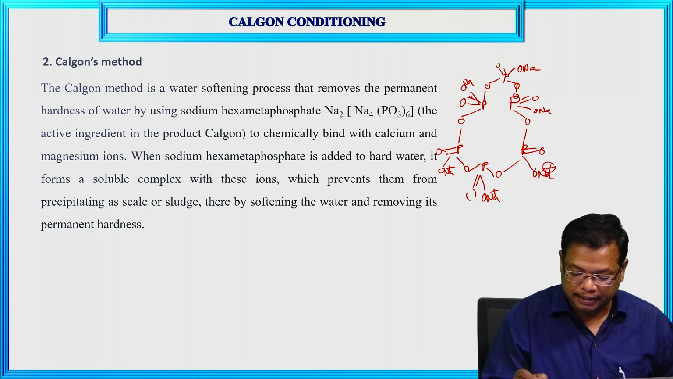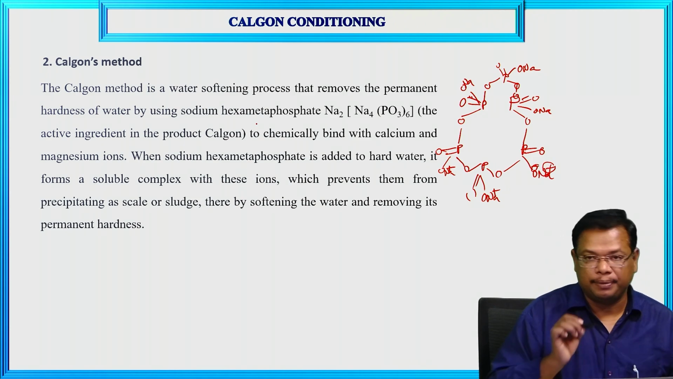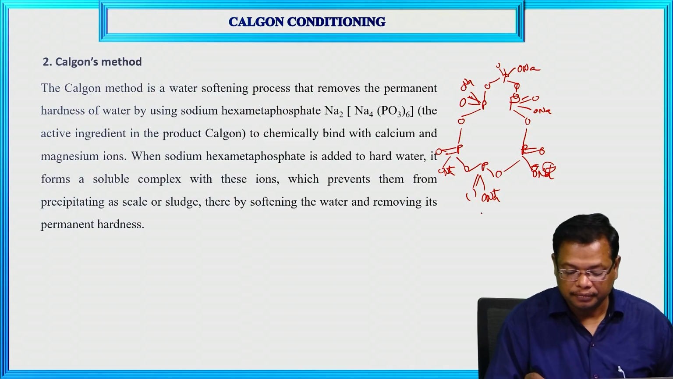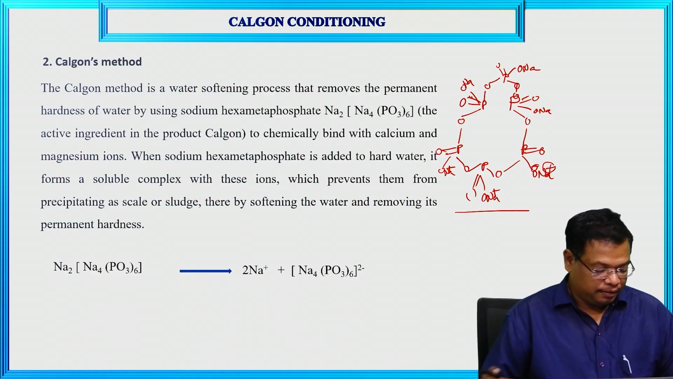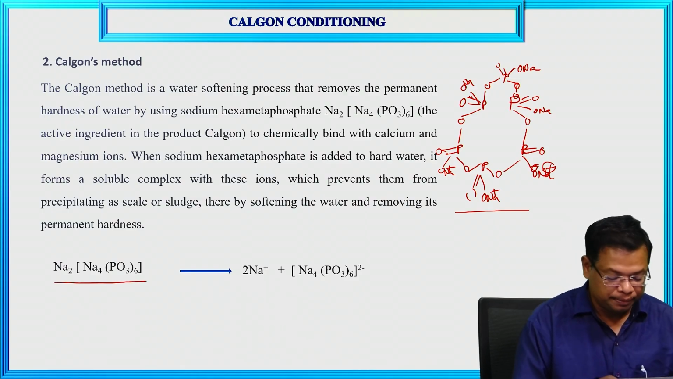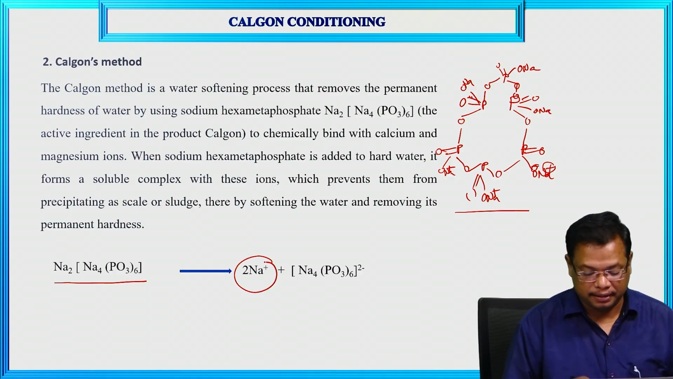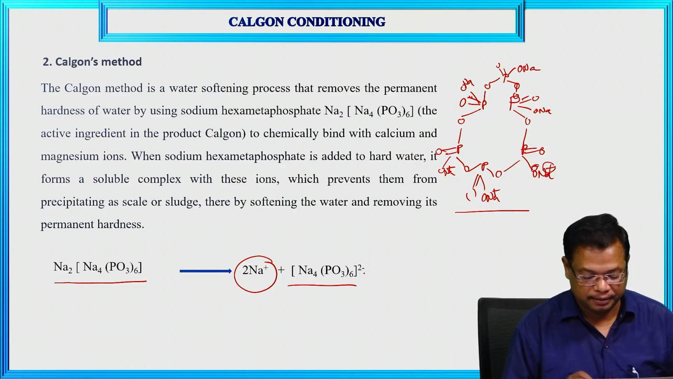This is Na plus and O minus. This is the structure of sodium hexametaphosphate. When you are adding this sodium hexametaphosphate to the hard water, initially it will give 2 Na plus ions and Na4 (PO3)6 2 minus ions.